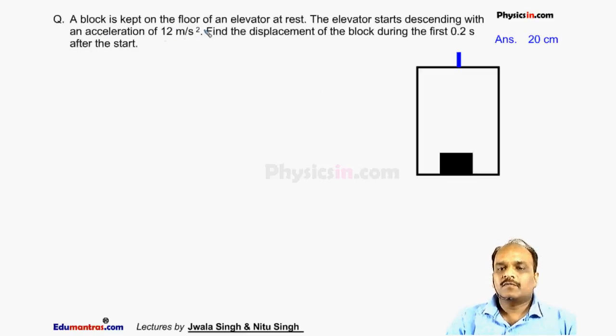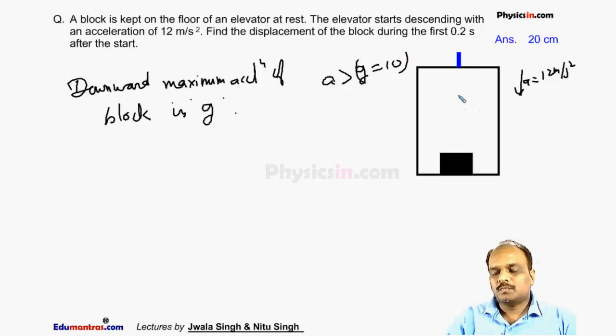Now here a block is kept on floor of an elevator at rest. This is an elevator which is at rest. The elevator starts descending with an acceleration of 12 meter per second square. Find the displacement of the block in first 0.2 second after the start. Now if the acceleration of this elevator is more than g, that is equal to 10, if this lift starts moving downward with an acceleration more than 10, this block will be in free fall.